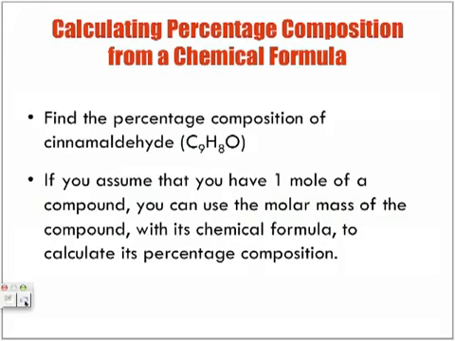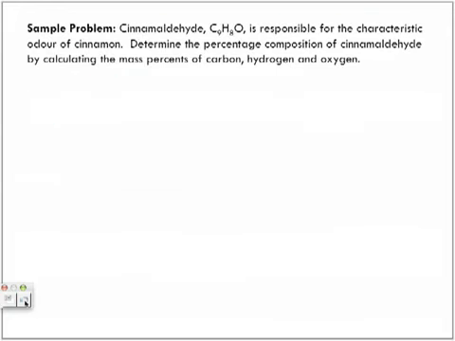Calculating percentage composition from a chemical formula. So we're going to find the percentage composition of cinnamaldehyde, C9H8O. If you assume that you have 1 mole of a compound, you can use the molar mass of the compound with its chemical formula to calculate its percentage composition. So let's look at it in problem form. C9H8O is responsible for the characteristic odor of cinnamon. Determine the percentage composition of cinnamaldehyde by calculating the mass percents of carbon, hydrogen, and oxygen.